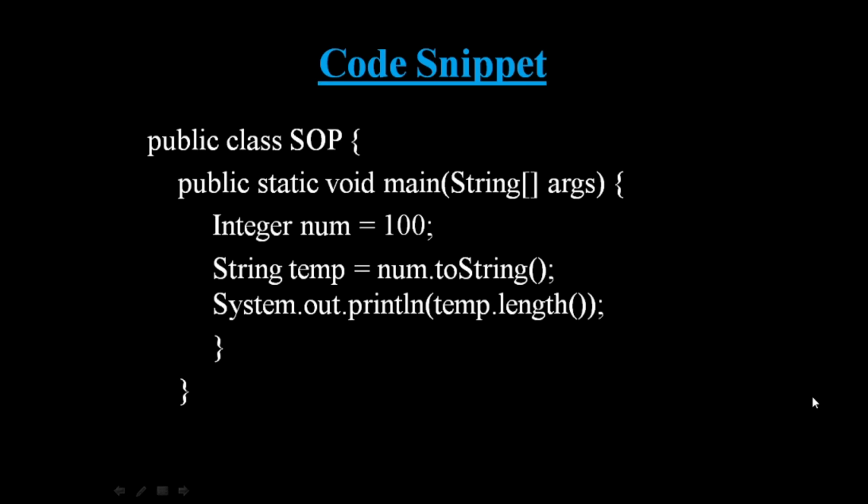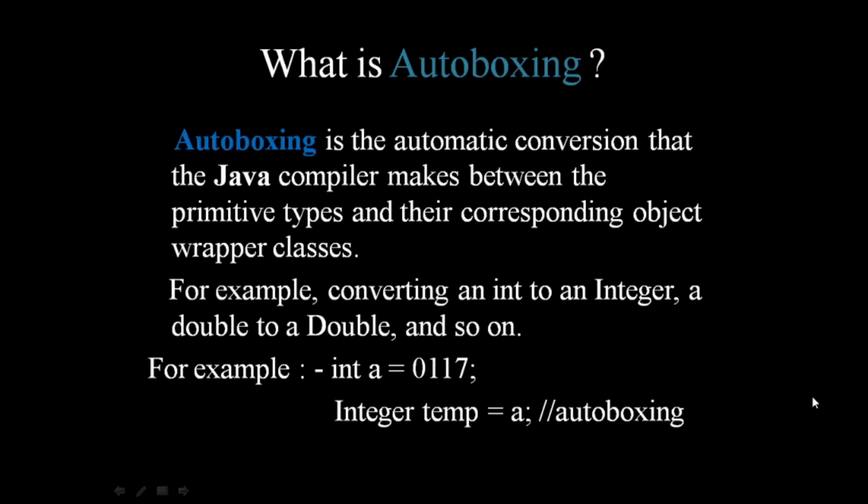After that we find the length of the num variable, that is temp.length. So first we are storing the data as integer type. After that we are converting it to string type. Then we are finding the length of that. So here the output will be 3 as 100 is of length 3 only.